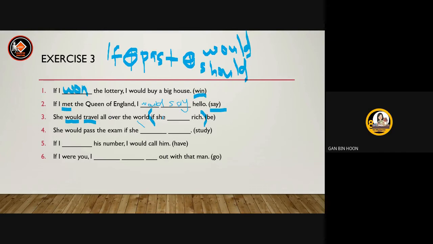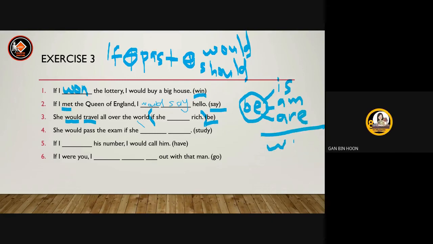She would travel all over the world if she reach B. So what's the answer? Anybody? B. B is never the answer. B is the verb to be. Being. What is the verb to be? If there is be, what does it mean? If present, it will be is, am, and are. If past time, it will be was or were. So were. So what's the answer?